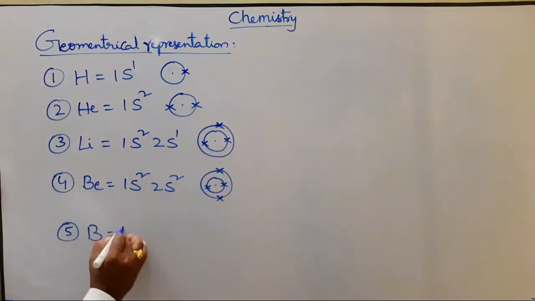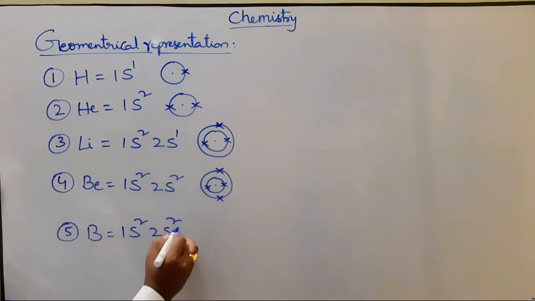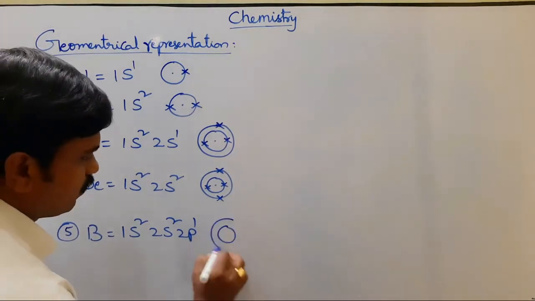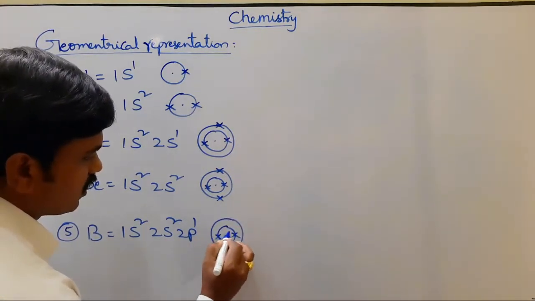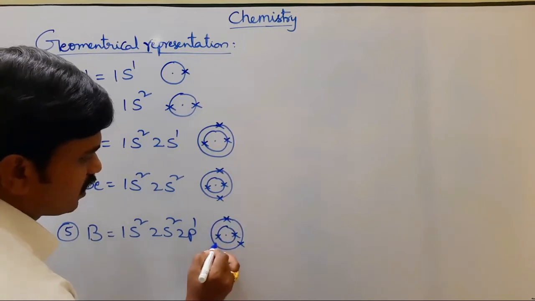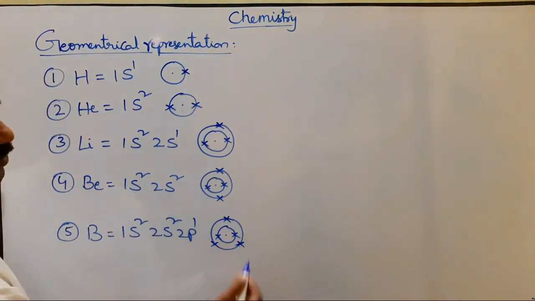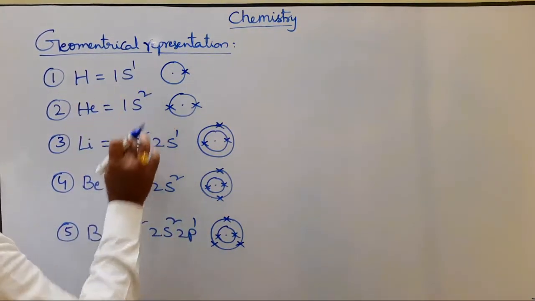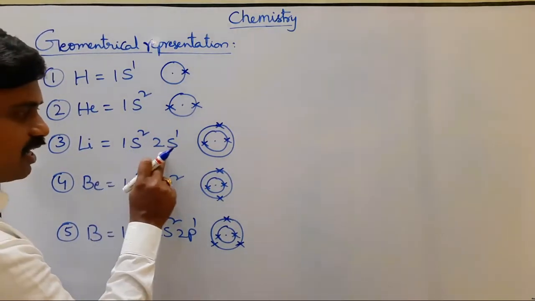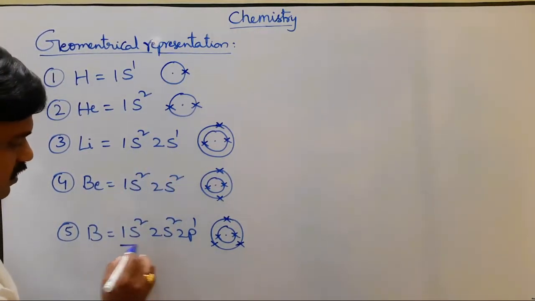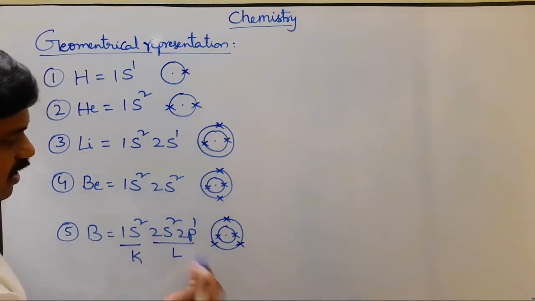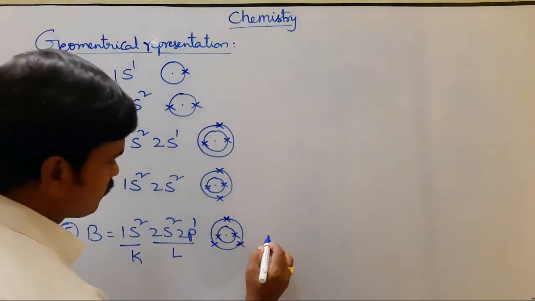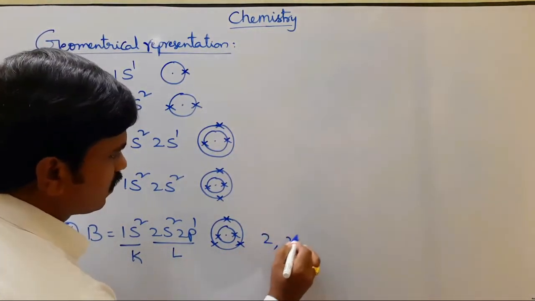Fifth element is boron. Its electronic configuration is 1s2, 2s2 and 2p1. So second shell has 3 electrons. Actually we know that first shell electrons are also called K shell electrons and second shell electrons are called L shell. So this is first shell only. This is called K shell. Here K shell has 2 electrons and L shell has 3 electrons. That's why we can represent the shortcut electronic configuration as 2, 3.